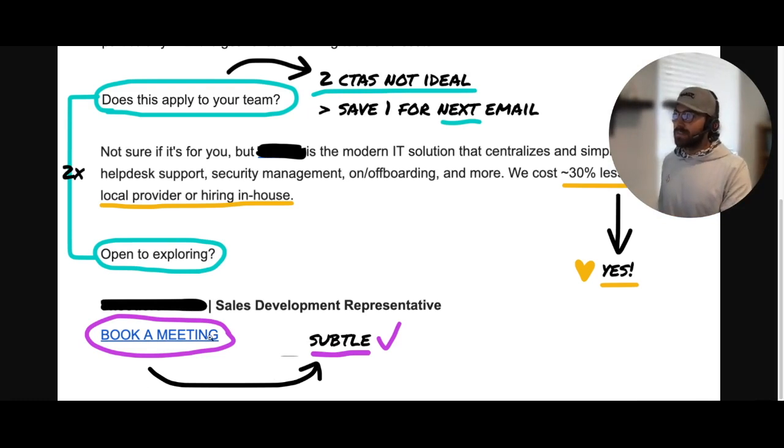Also, lastly, I love the little subtle calendar link in their signature. I think I've touched on this in a previous episode, but this is a huge way of, if they're open to exploring, they'll book right in your signature. It's right there. It's not overcomplicated, but it's available for them if they're the type that's just going to book on your calendar and get right to it.